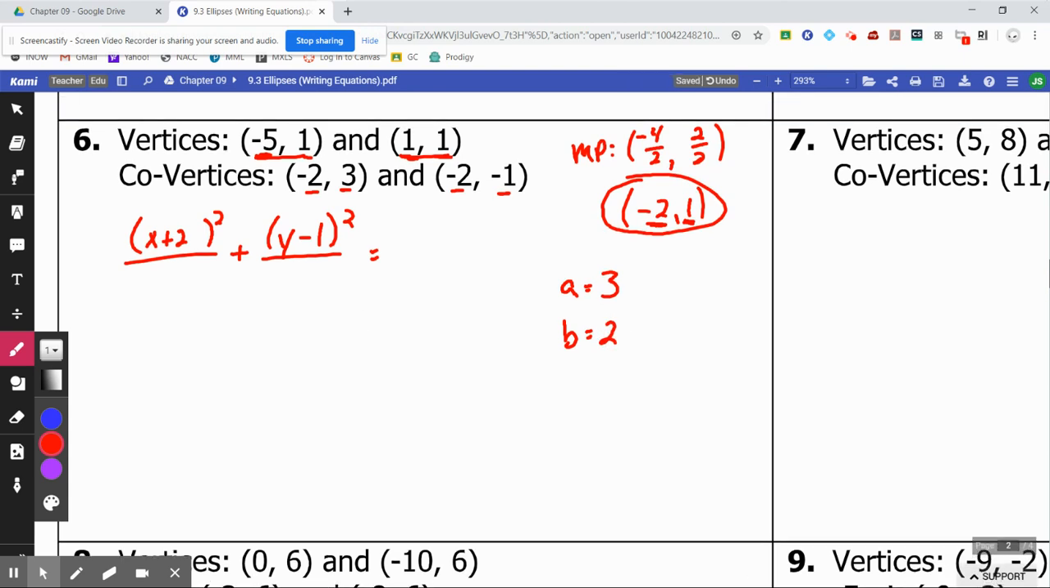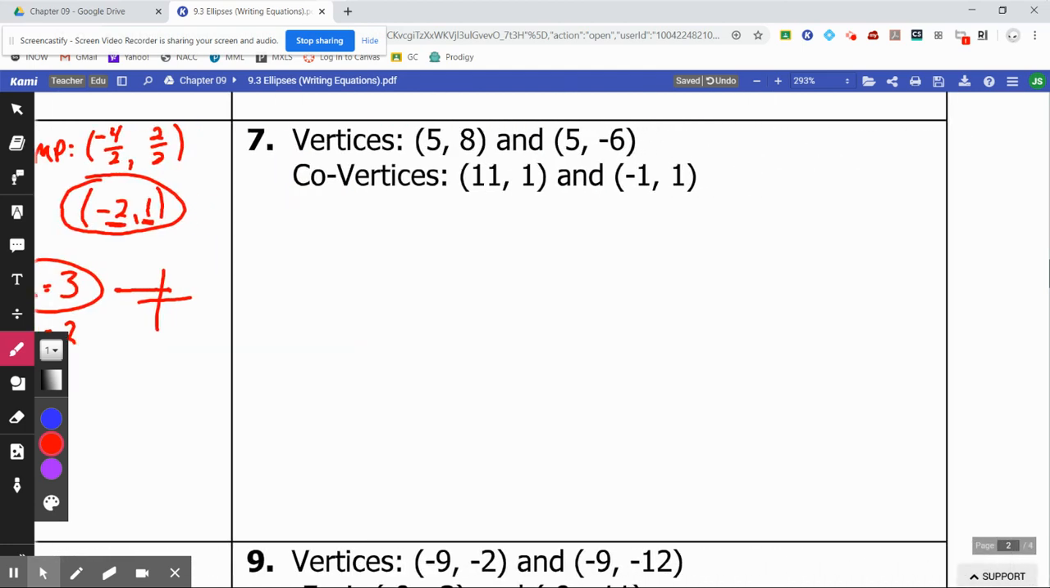This ellipse, again, you could graph the center, (-2, 1). The vertices are located at (-5, 1) and at (1, 1). So that means this is going to be a horizontal ellipse. So the larger value is going to go under my x's. So that's going to be over 9, and the y's would be over 4 equals 1. And there is your ellipse.